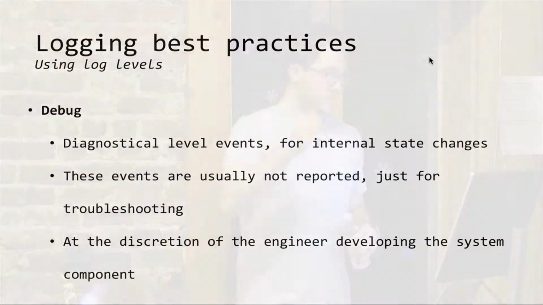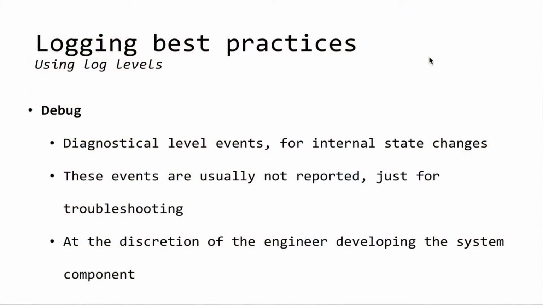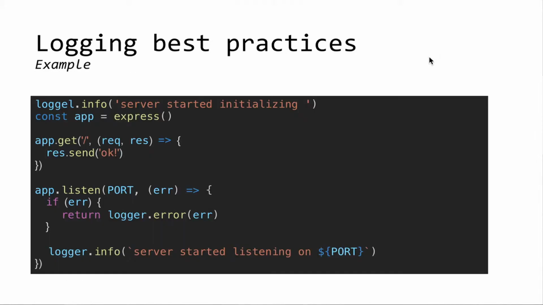And the last one is the debug level, which is for diagnostic level events. And for this, I don't really have a lot of best practices to say. It should be really at the discretion of the engineer who implements a given module, so how granular information, in their opinion, logging needed. And just to show you a short example about this, so here if you have an Express application, we have an info level when it started to initialize, and we also have an info level when the server started to listen on things.